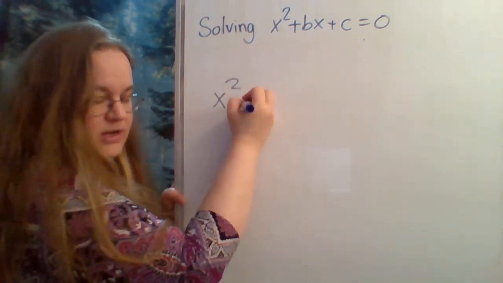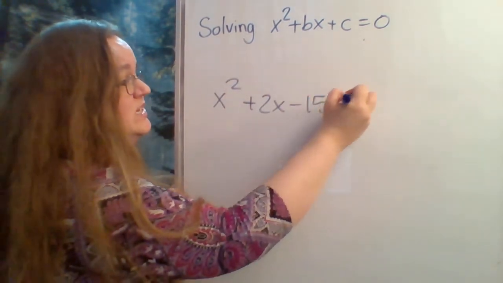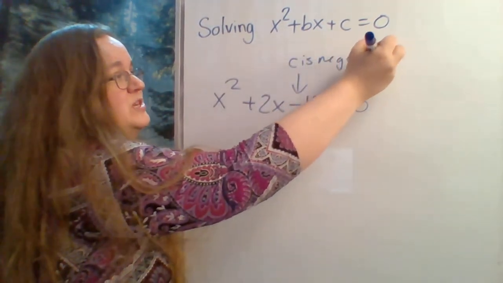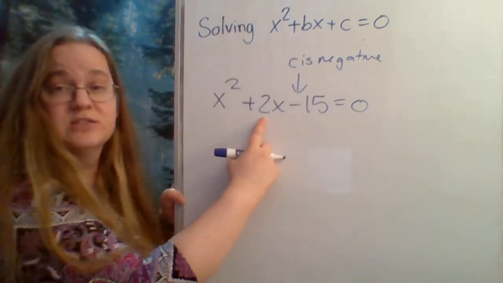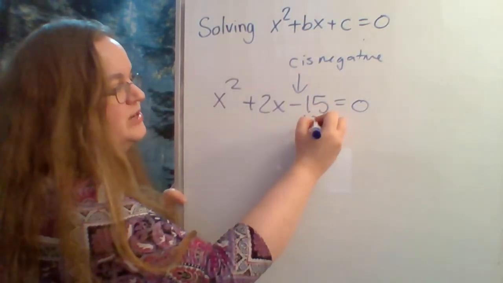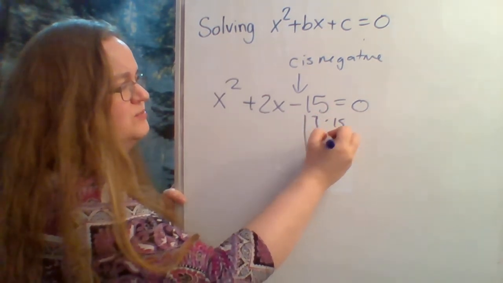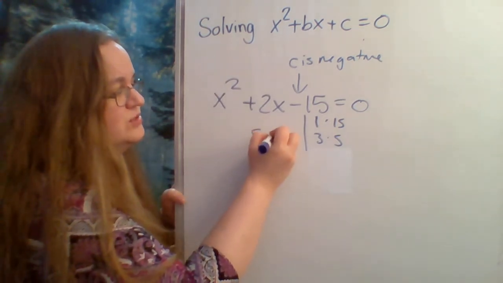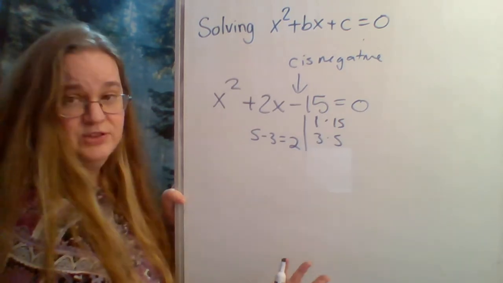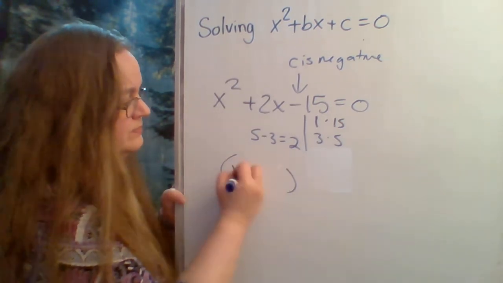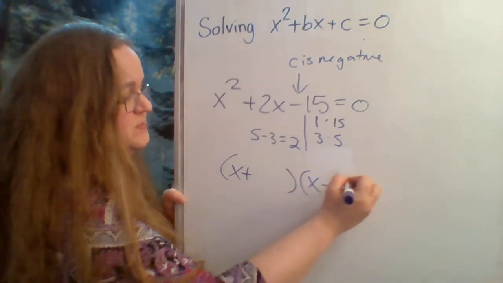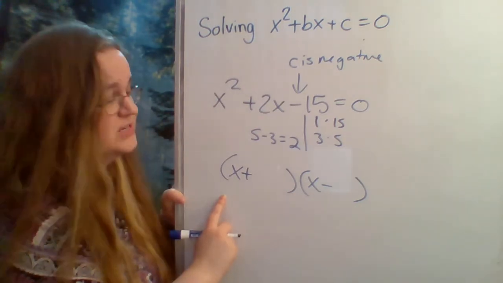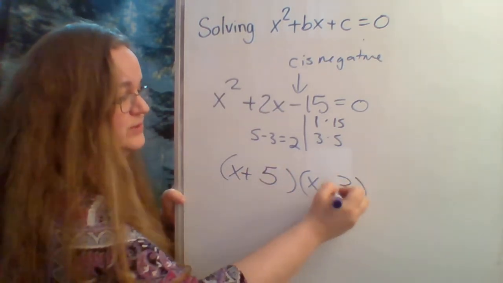So x squared plus 2x minus 15 equals 0. You should be noticing that c is negative, which means one's going to be plus and one's going to be minus, and this is going to be a difference instead. I start out the same, 1 times 15, 3 times 5. Those are the factors of 15. I need a difference of 2, so 5 minus 3 is 2. So 5 and 3 are my two factors. I know one's plus and one's minus because c is negative. b is positive, so the larger of the two factors has to be with the plus. So 5 goes here and 3 goes here.